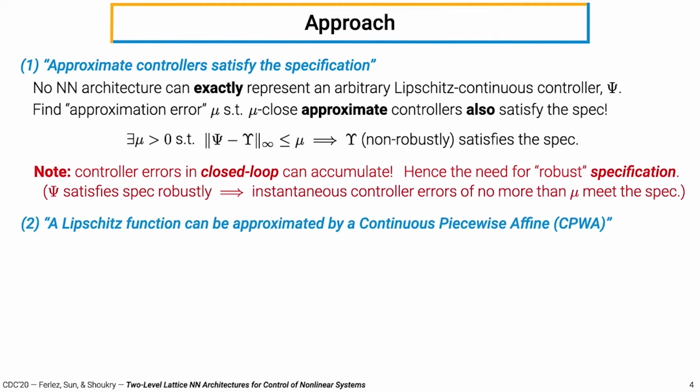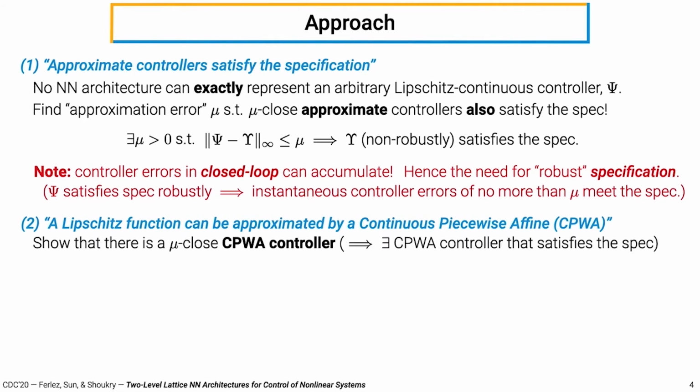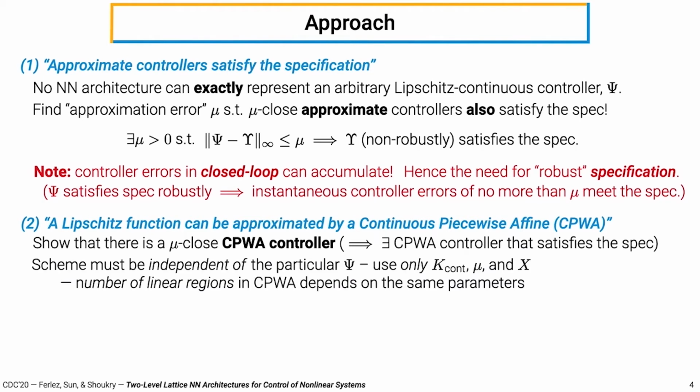In the second step, which we can summarize as a Lipschitz continuous function can be approximated by a continuous piecewise affine function, we want to show that we can obtain a CPWA controller that meets the accuracy we specified in step 1. And hence, of course, this will imply the existence of a CPWA controller that satisfies the specification. In particular, our methodology must be independent of the particular psi, which we recall we don't know the details of. And so it's got to depend only on the parameters k cont, mu, and x.